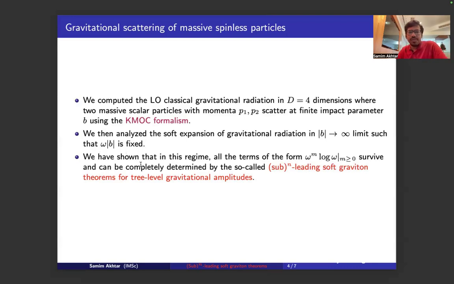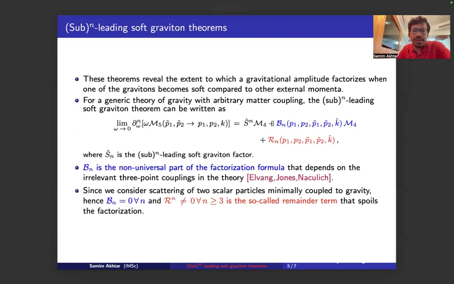So, we have shown that in this regime, all the terms of the form omega to the power m log omega, where m is greater than or equal to 0, survive and can be completely determined by the so-called sub-to-the-power-n leading soft graviton theorems for tree-level gravitational amplitudes. So, what are these sub-to-the-power-n leading soft graviton theorems? These theorems reveal the extent to which a gravitational amplitude factorizes when one of the gravitons becomes soft compared to other external momenta. For a generic theory of gravity with arbitrary metric coupling, the sub-to-the-power-n leading soft graviton theorem can be written as the following equation.